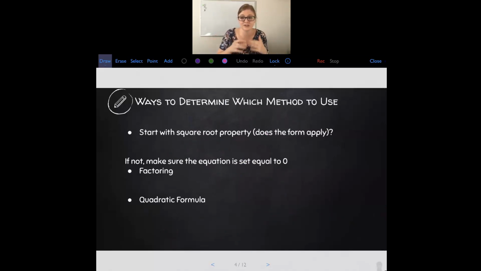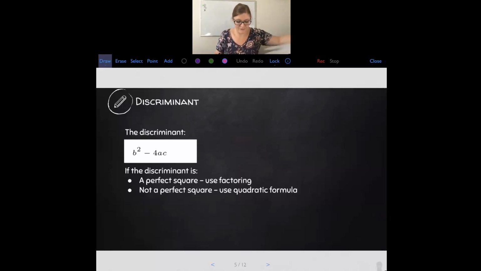And if the answer is no, then you make sure that your quadratic equation is set equal to 0. I would try factoring first. Don't forget about your special factorizations. If factoring doesn't work, then you could try the quadratic formula. If you want a more definitive way to determine between factoring and quadratic formula, you can use what's called the discriminant, and that is given by b squared minus 4ac.